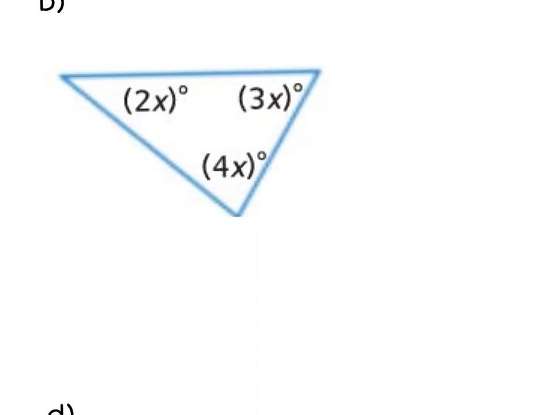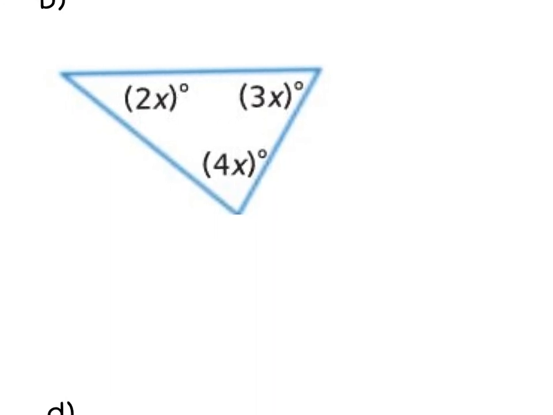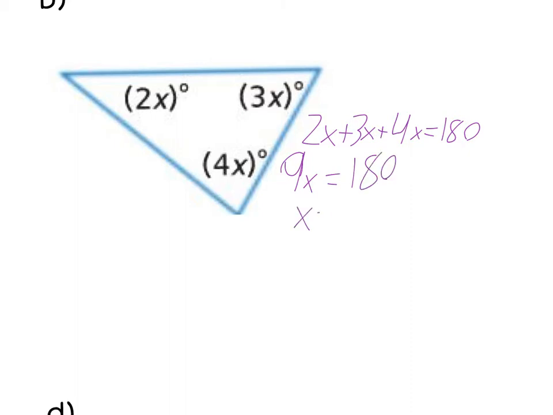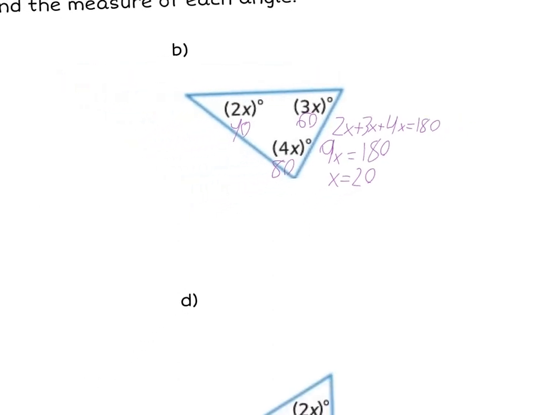In B, once more, we're going to use our internal angle rule. That is, say that 2x plus 3x plus 4x must be equal to 180, which means 9x is equal to 180, which means x is equal to 20. So our measurements here are 40, 60, and 80. Just plugging in that x value.